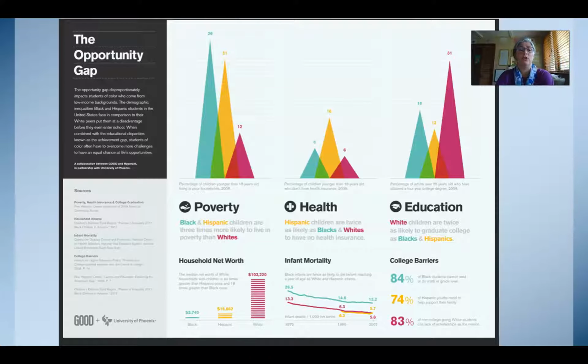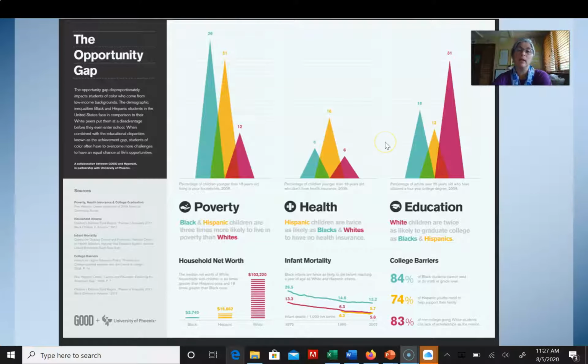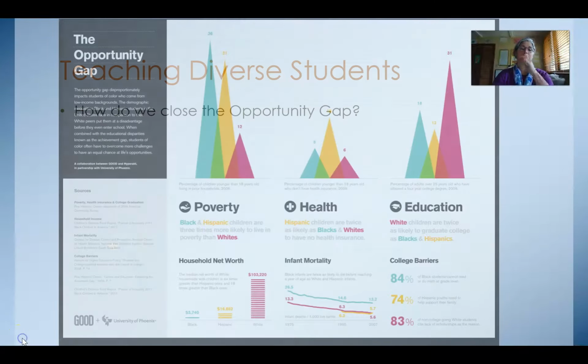Here's some data I found to show you on the opportunity gap. Now, there's a lot of data here to look at. We could first look at the left column on poverty, and you can see that Black and Hispanic students are 3 times more likely to live in poverty than whites. Whites are in this hot pink color, Hispanics are in the gold, Black students are in the teal. When it comes to health, Hispanic children are twice as likely to have no health insurance. And over here on the last column, when it comes to education, white children are twice as likely to graduate. All of this can feed into this opportunity gap that we're talking about.